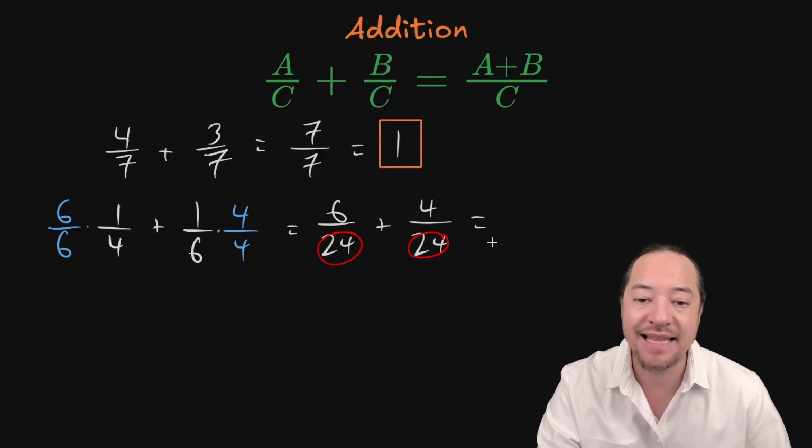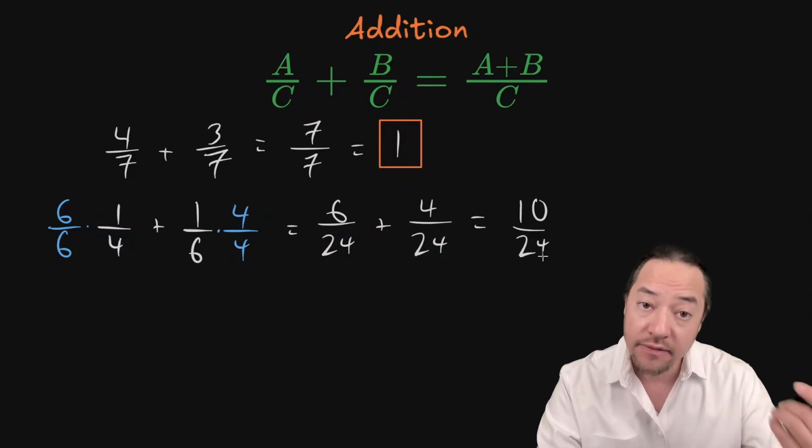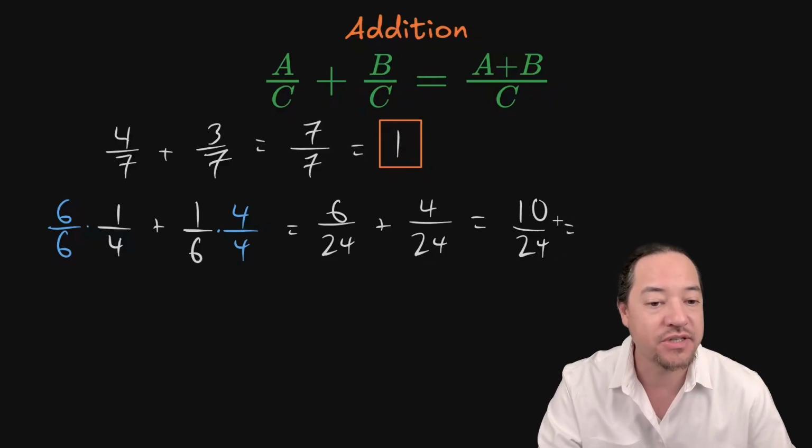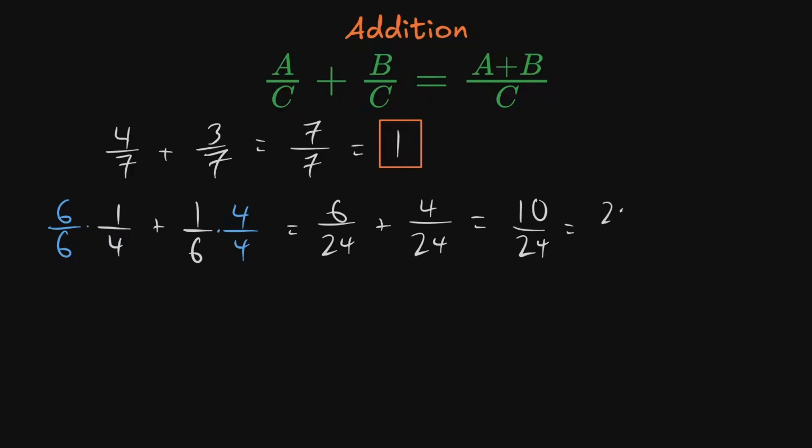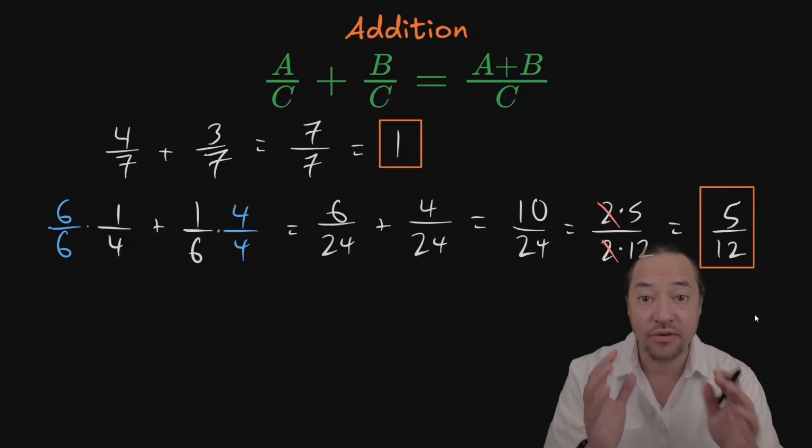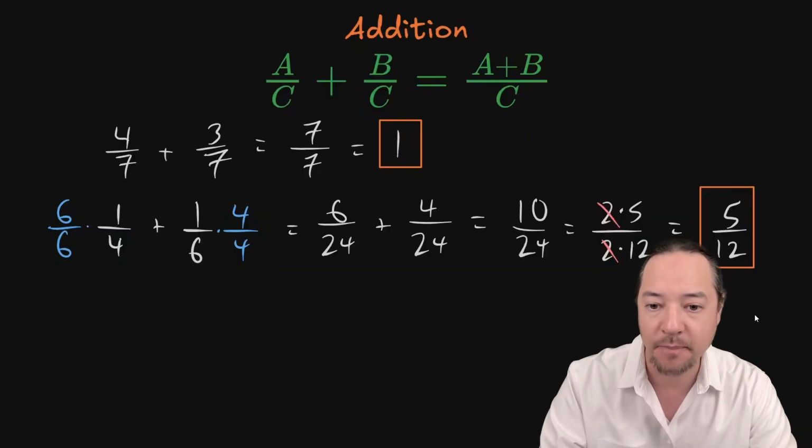And so now I can add these together and I will get 10/24. From here, I could also simplify, right? Because 10/24, that's the same as 2 times 5 over 2 times 12. So I could cancel out these 2's and I could just wind up with 5/12. And that would be my final answer here for this addition problem.